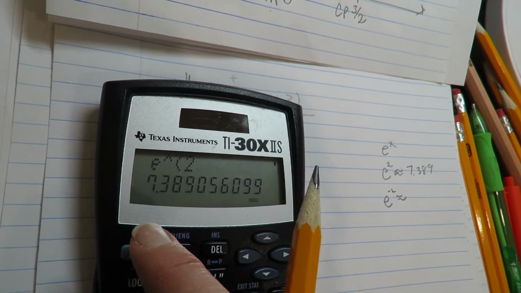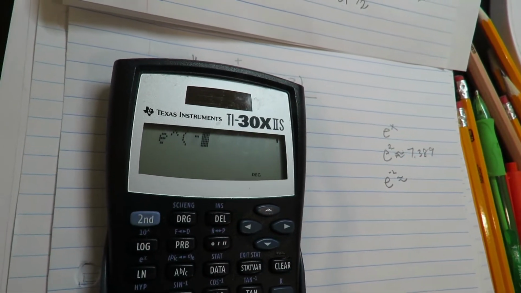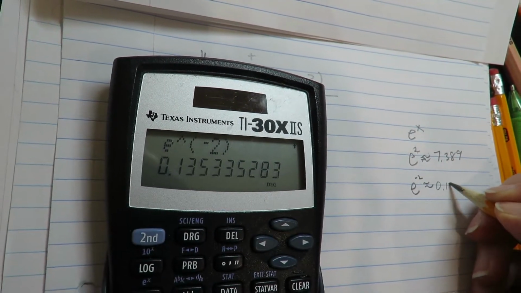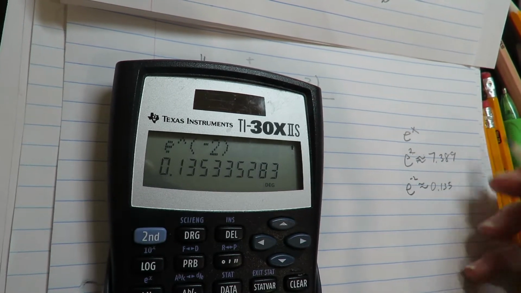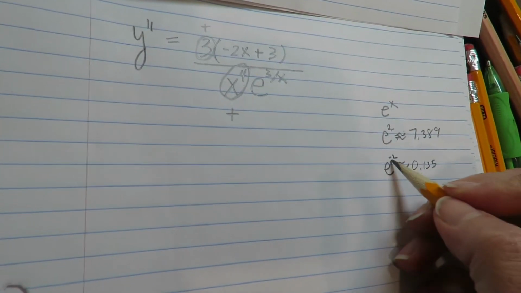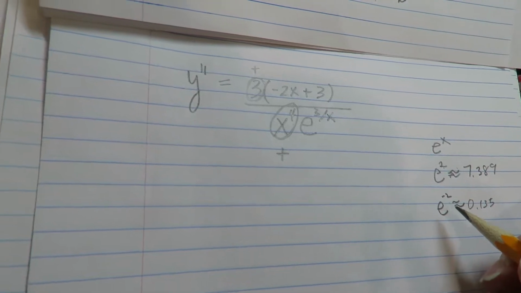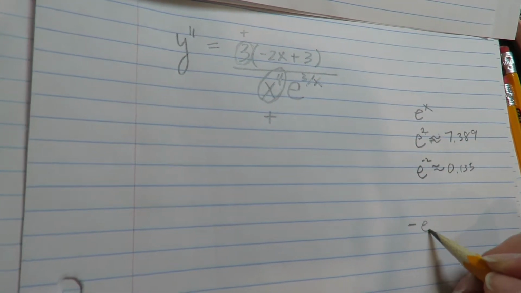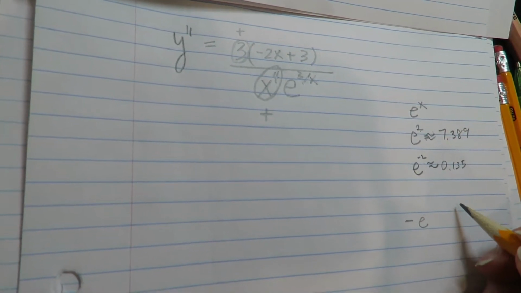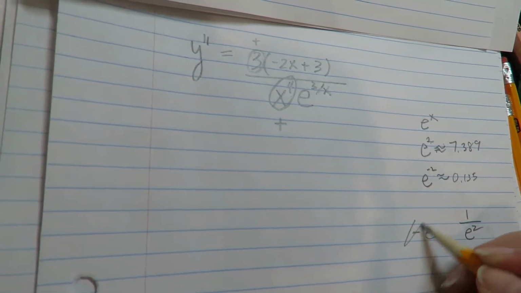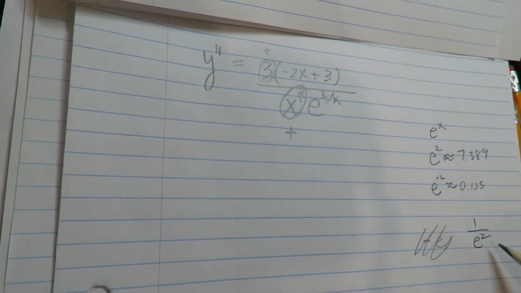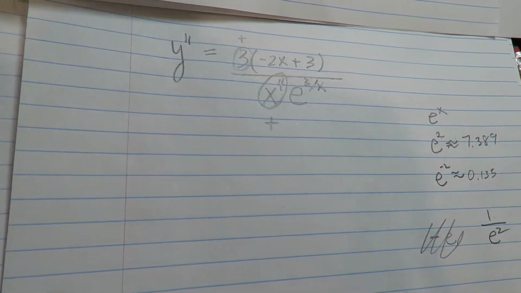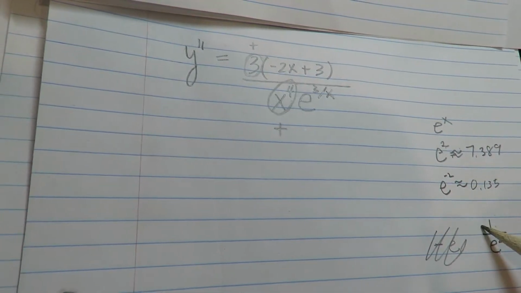Okay, so e to the negative 2 is about 0.135. Now the reason why it's still positive is because a negative exponent doesn't make the e negative. What it does to the e is it flips it. So it doesn't do this. It doesn't actually make the e negative. It flips the e to the bottom. So the e will stay positive in either case. It's just whether the e is upstairs or downstairs.